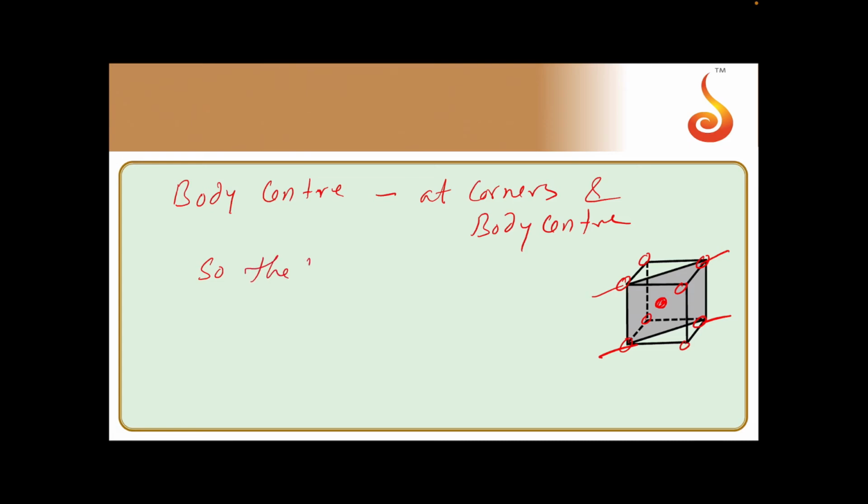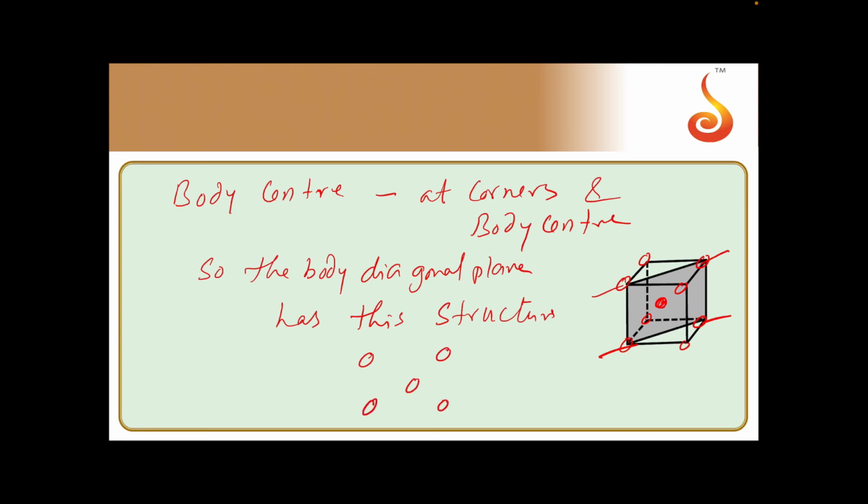So the body diagonal plane has this structure. That is atoms like this, in this way we have. This type of structure is there. Compare this to this plane now.